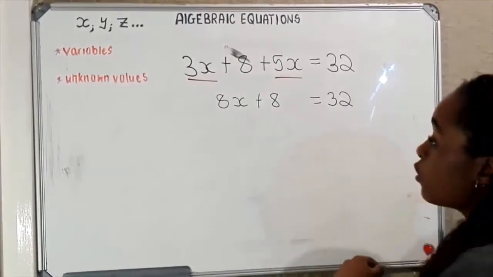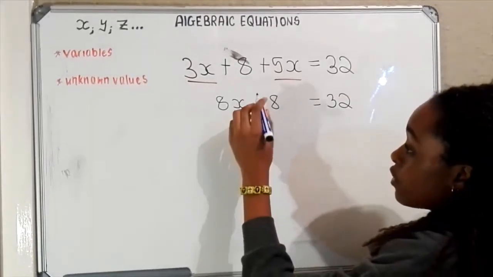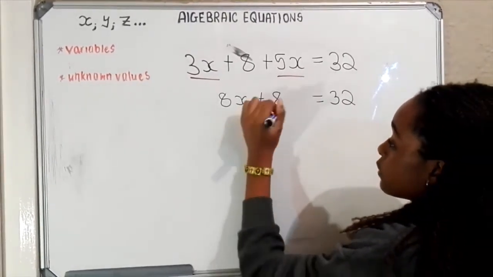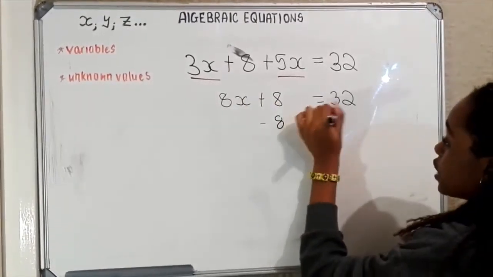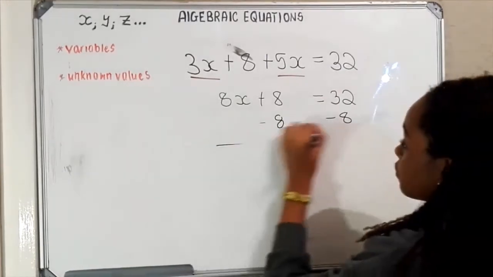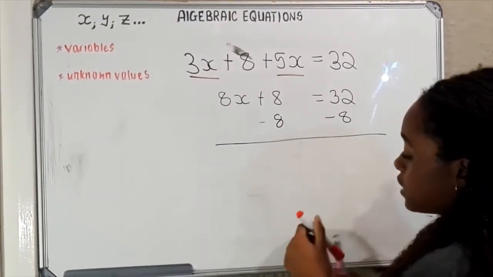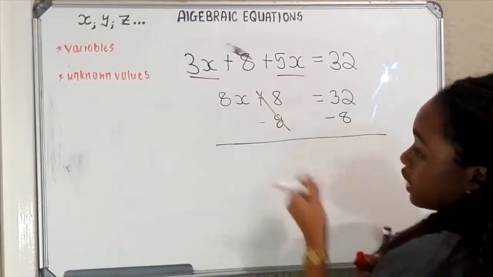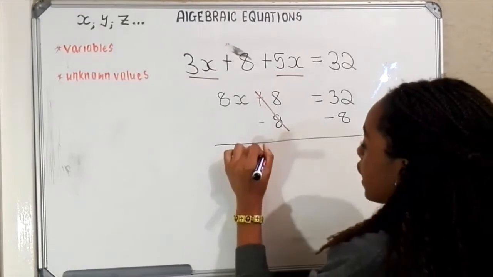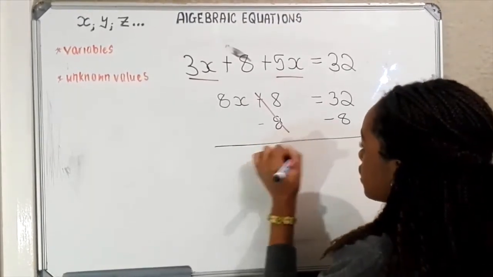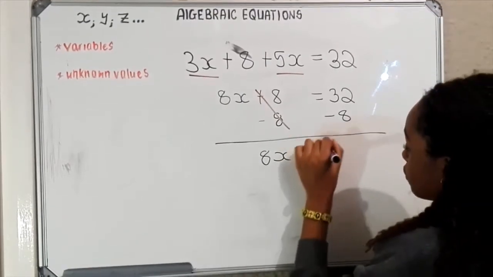Okay, so I'm going to start again with the constant, and I'm going to subtract because the inverse of plus is minus, and I'm going to subtract by 8. Whatever I do on this side, I do on this side as well, so I'll subtract by 8 over here. So 8 minus 8, they cancel out each other, they undo each other, and I'll be left here with 8x is equal to 32 minus 8 gives you an answer of 24.